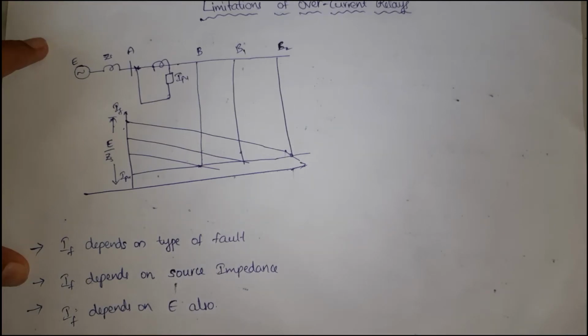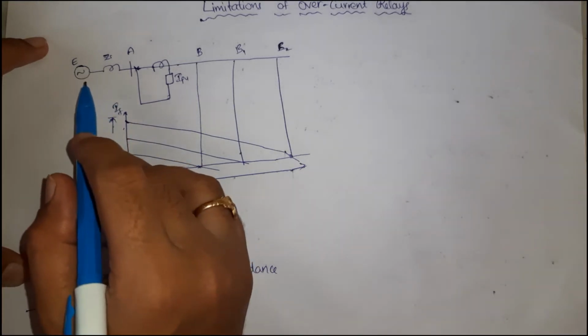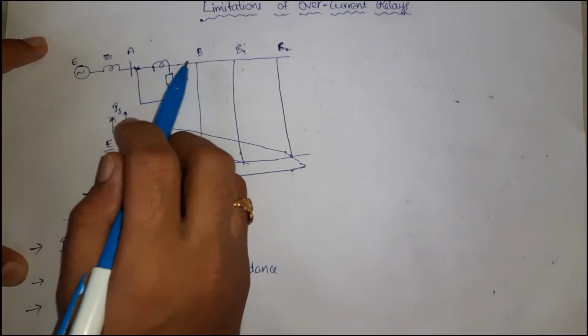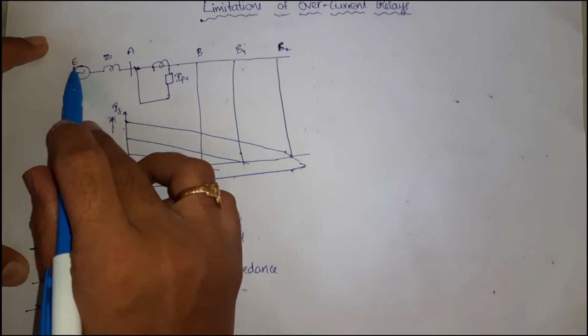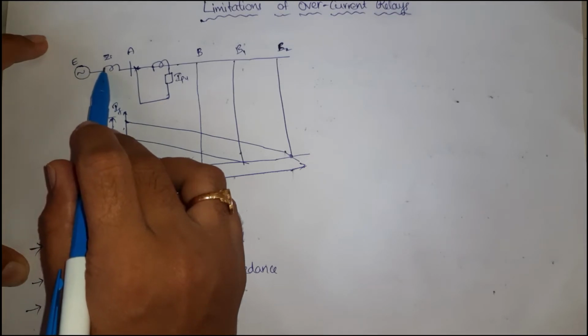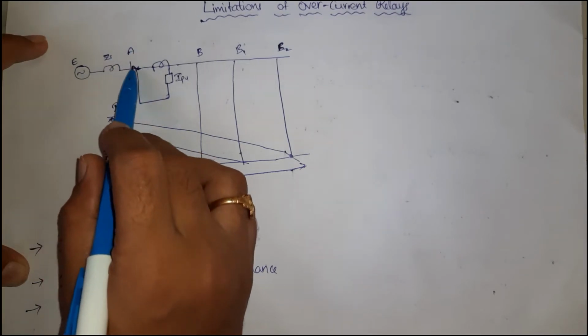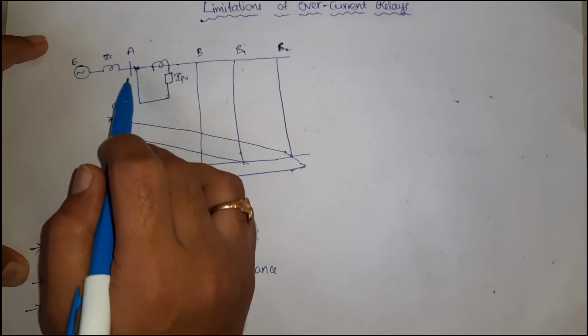Hello everyone. In this lecture, let us see what are the limitations of overcurrent relay. So let us consider a distribution line or a feeder line. Let us take the generated EMF fed to the feeder as E and ZS as the source impedance. Let us take the fault point here, at point A, where the fault has occurred.